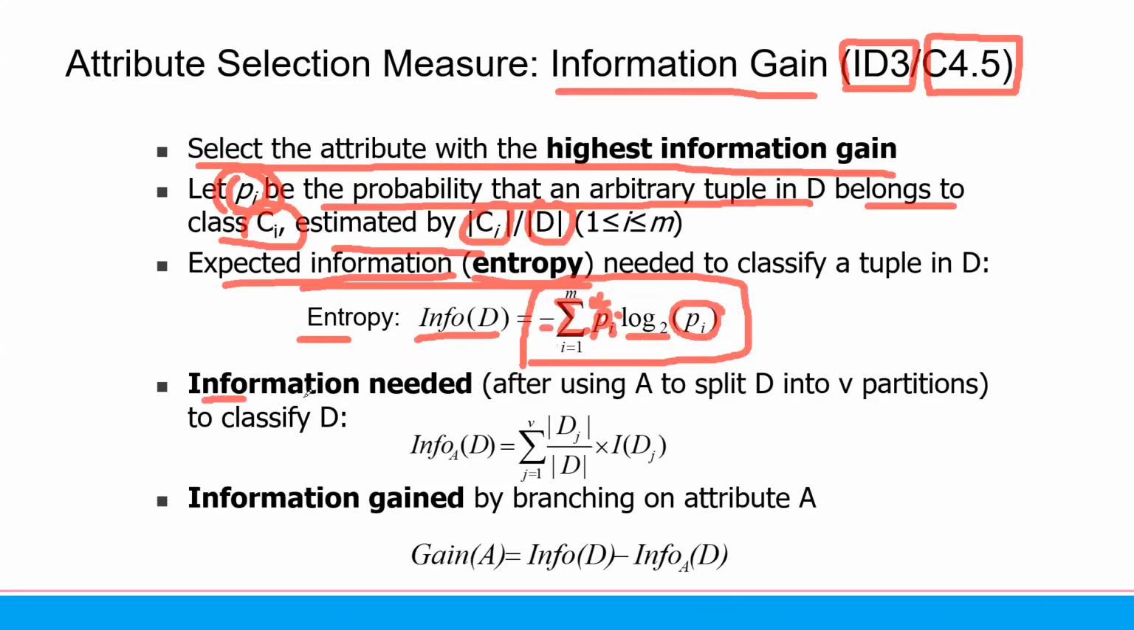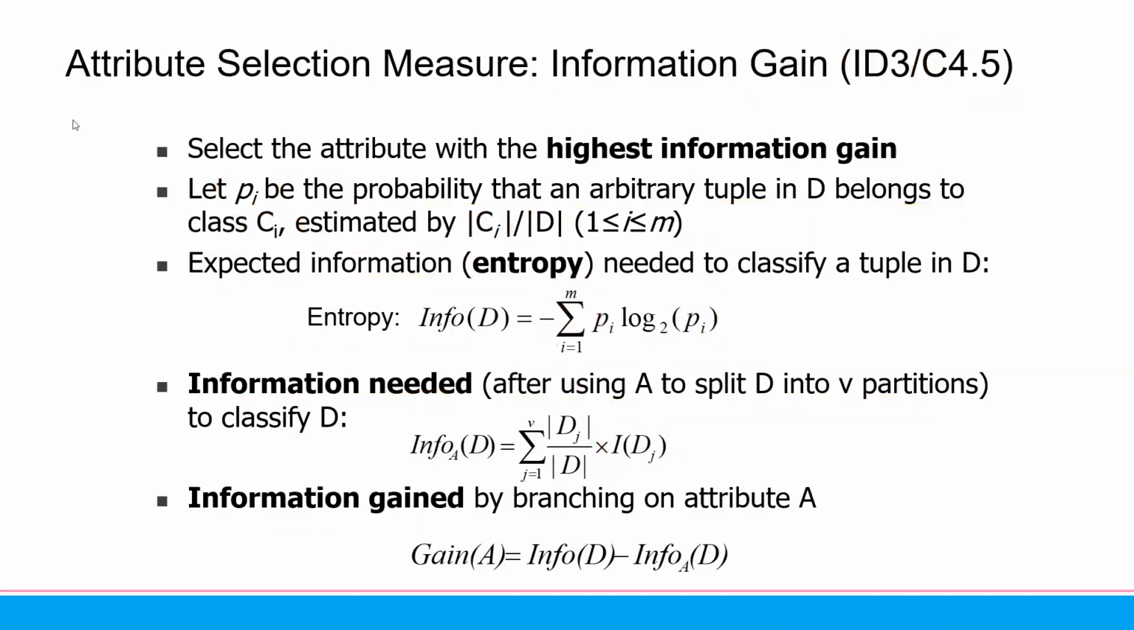We will check the information needed after using A to split D into V partitions. So we will check the proportion of the data multiplied by the Info(D), the Info of D. The Info is from here. And we will check the information gain. We will check with examples.